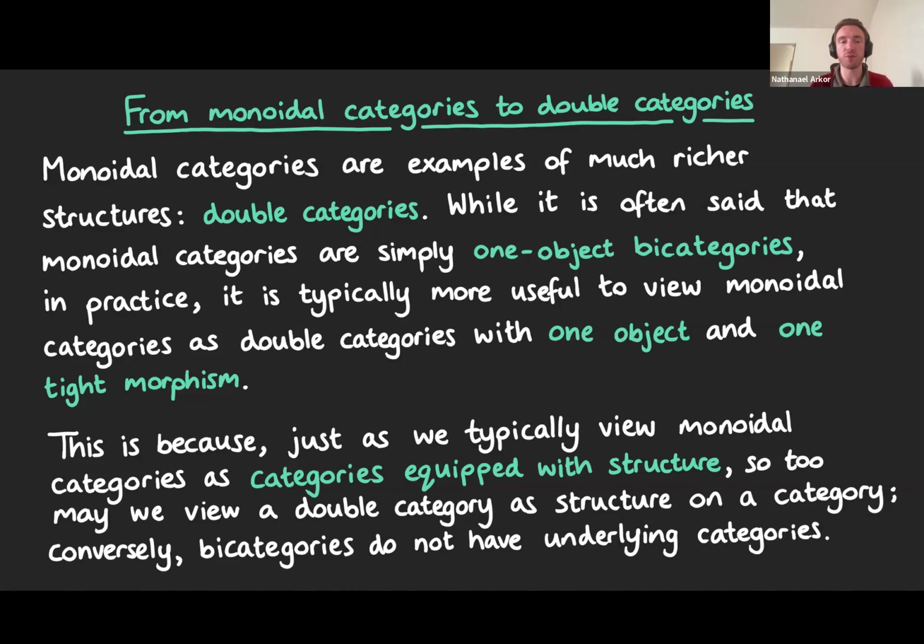But the reason we might want to view a monoidal category, sorry, a double category, as generalizing a monoidal category is that we often want to view monoidal categories as being structure on top of a category. But bicategories are not structure on top of a category, because bicategories don't have underlying categories, but double categories do. So if we want to view monoidal categories as structure on a category, then the most faithful generalization to a sort of multi-object notion of monoidal categories is a double category rather than a bicategory.